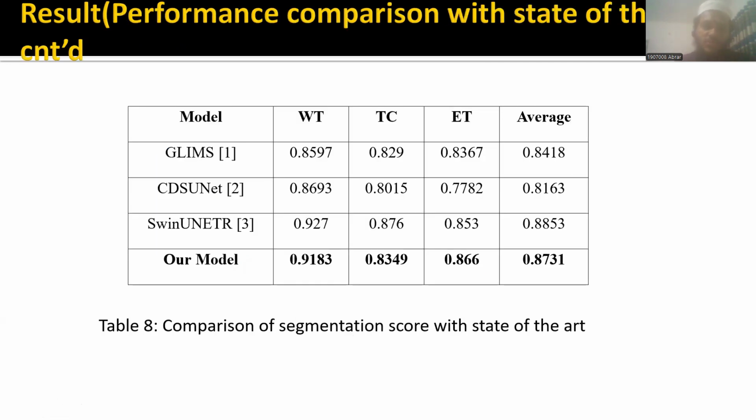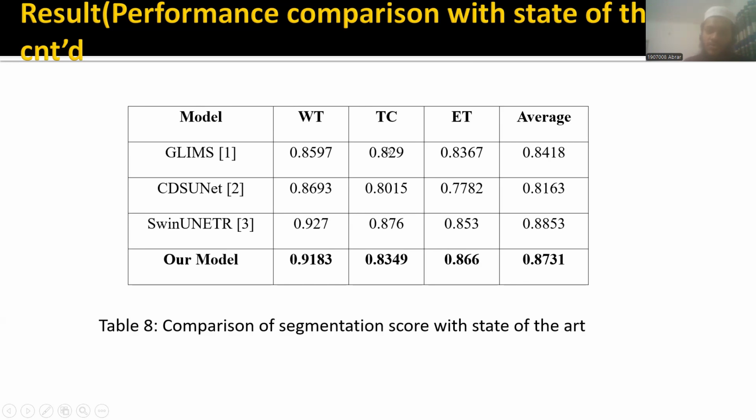So this is the comparison with the state-of-the-art methods, which are Glimpse, CDS UNet, and Swan UNet. We can see in whole tumor region, our model performs better than the first two, Glimpse and CDS UNet, but a slightly lesser performance in Swan UNet for the whole tumor region. But in the enhancing tumor region, our model outperforms the other two state-of-the-art models.